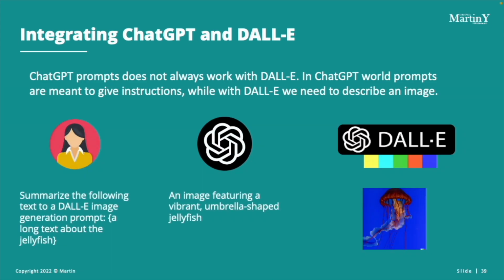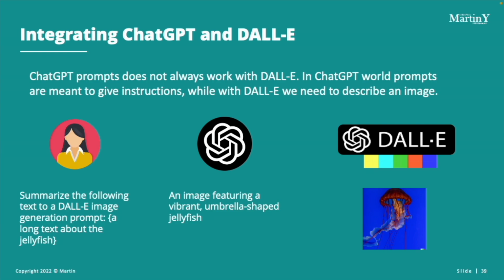So, first of all, the prompts for DALL-E, so the text that you need to send to DALL-E to generate an image, are in a slightly different format compared to the text that you send to the ChatGPT API, right? If you send a text to DALL-E to generate an image, it needs to be a sentence that is precise.